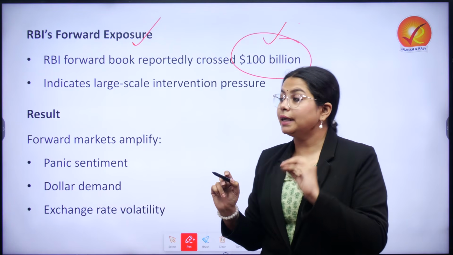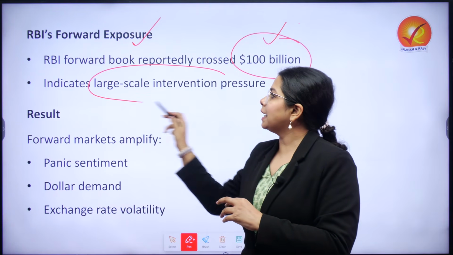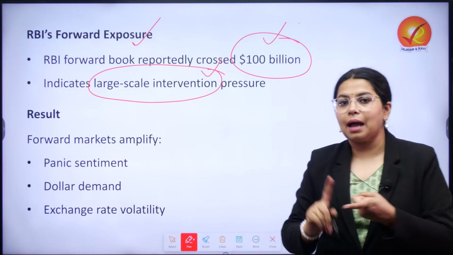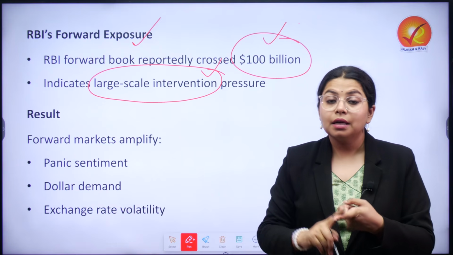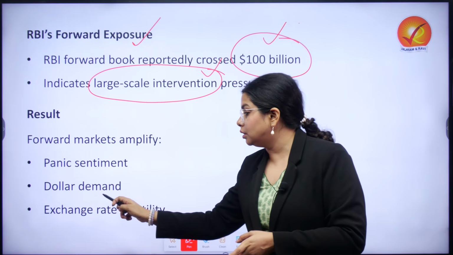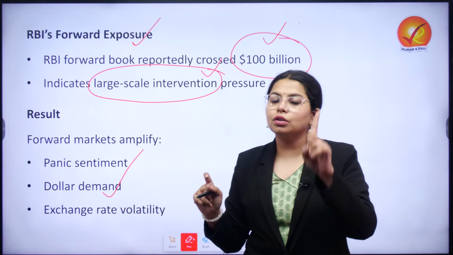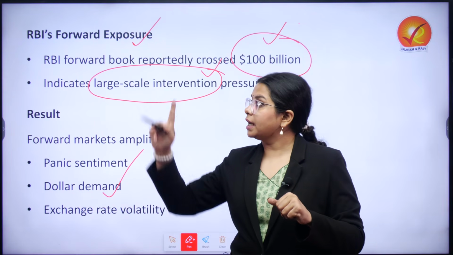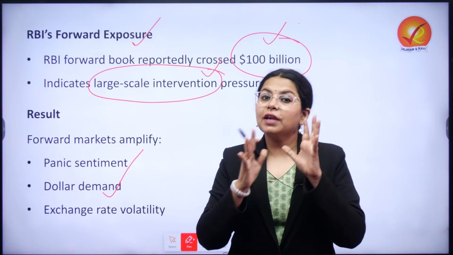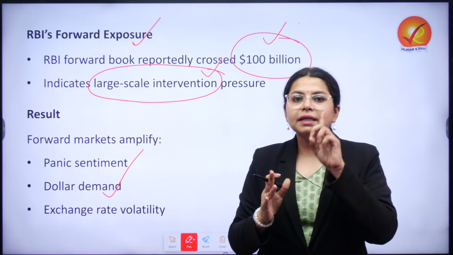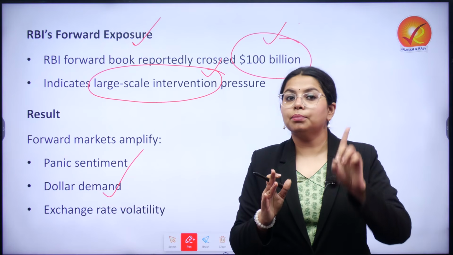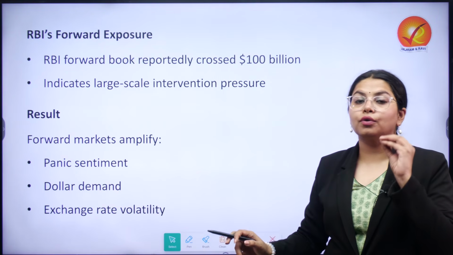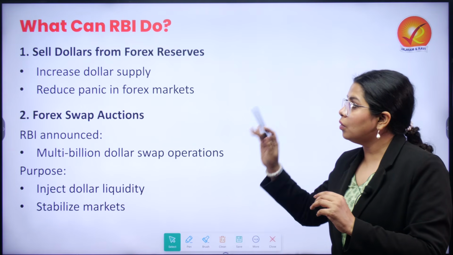So as of now India is looking at a large scale intervention because they know that the forward market is already amplifying the situation, the panic and also the dollar demand. So this also needs to be controlled. There have been multiple steps taken by RBI with regard to forward contracts, which we have previously discussed as well. But at the same time, we need to get into another important discussion here, that what we can do to control this fall of rupee. So what RBI can do and what is happening.